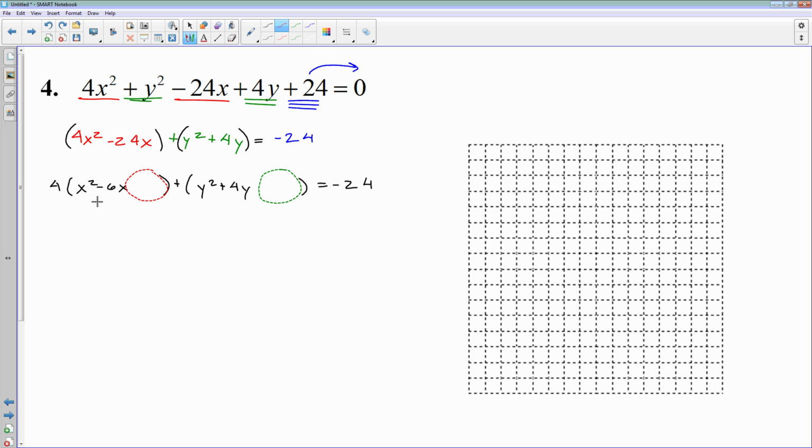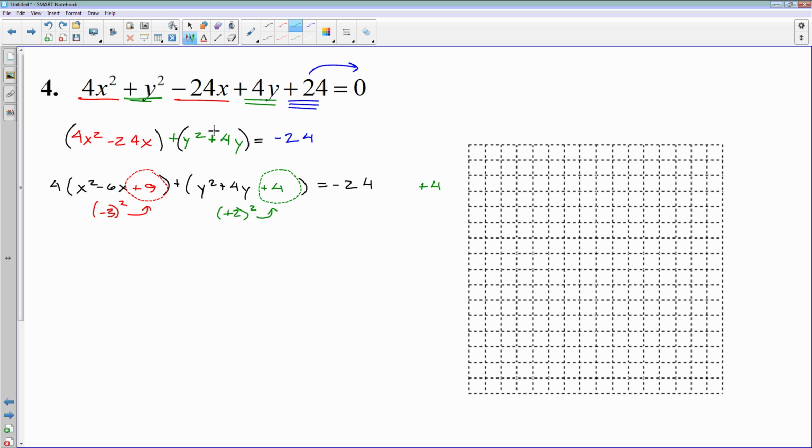And you do that by taking half of the middle number, and you square it. Half of negative 6 is negative 3. Negative 3 squared is 9. Half of positive 4 is positive 2. 2 squared is 4. But if you add something to the left side, you have to add it to the right side. Right here, I added 4, so I'm going to have to add 4.